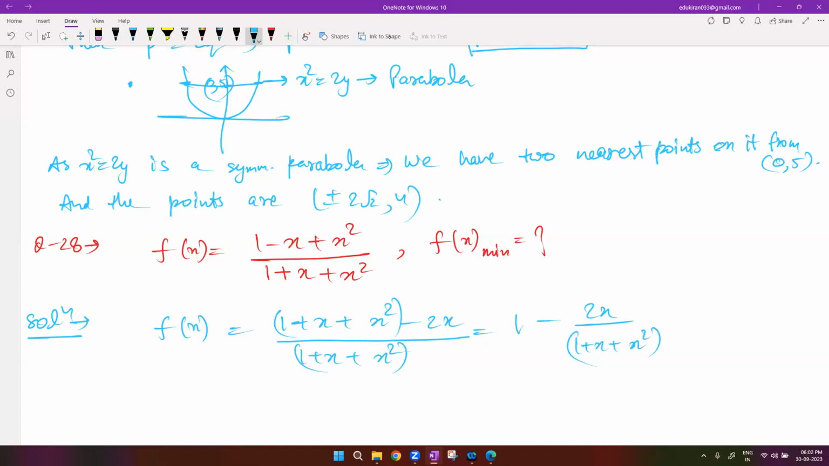What did I do here? I took this as A. I write A upon 1 plus x square minus 2x upon 1 plus x square. Now we know that A and 1 plus x square both are same.